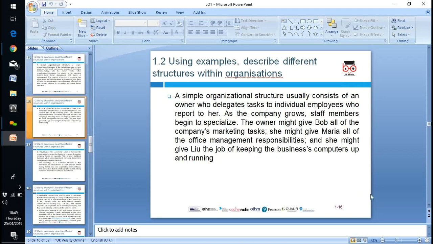The owner will literally delegate tasks to individual employees who will report to him or her. As the company grows, staff members begin to specialise. The owner might give somebody all of the company's marketing tasks, give somebody else all the office management responsibilities, and give somebody else the job of keeping the business's computer up and running. So again, as a business grows, its structure will change purely because of the way that the company is growing.